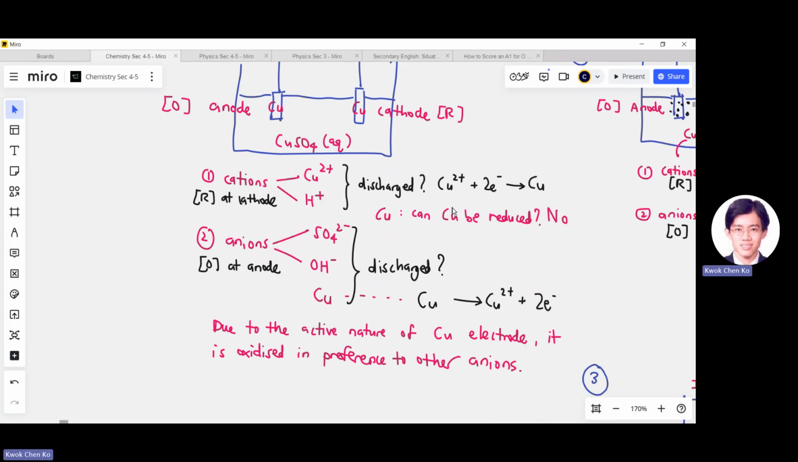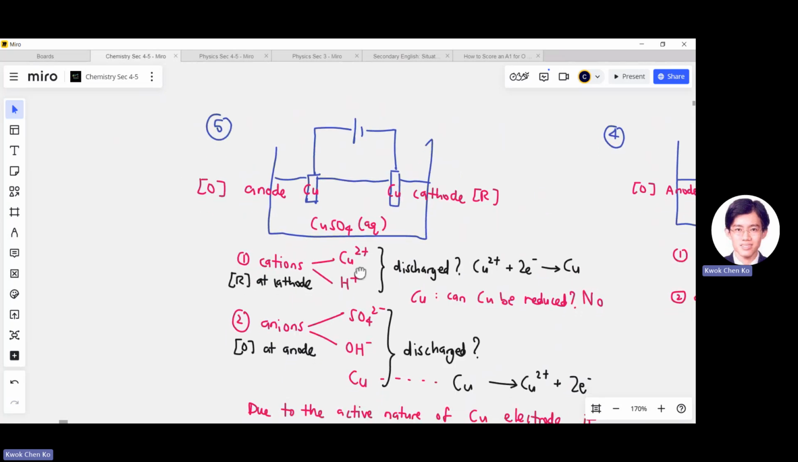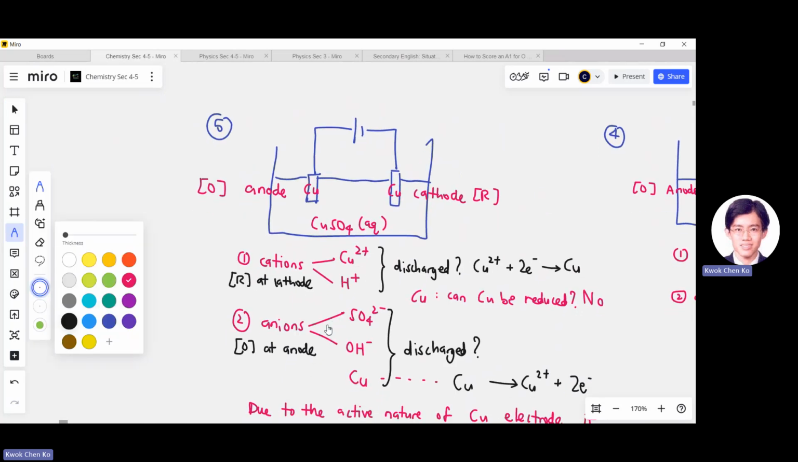One last part. Why do we do this? When do you see this kind of application? All right, you better write it down somewhere. It can come up. For this setup, it is sometimes used for the purification of copper.